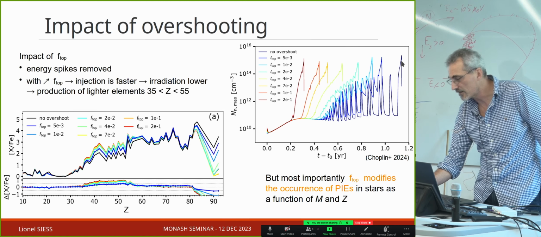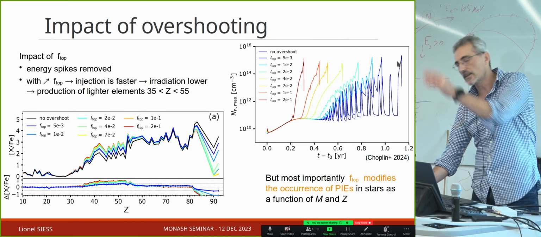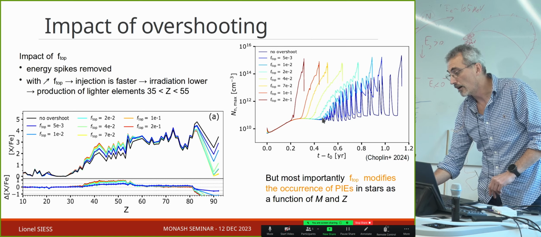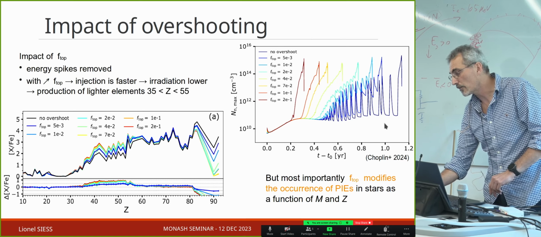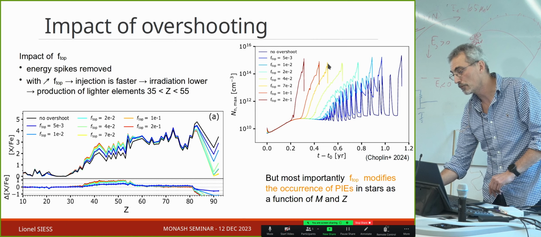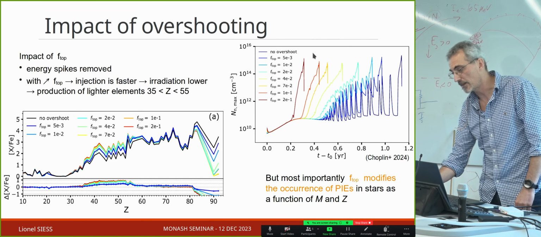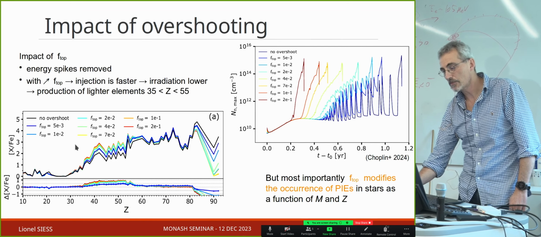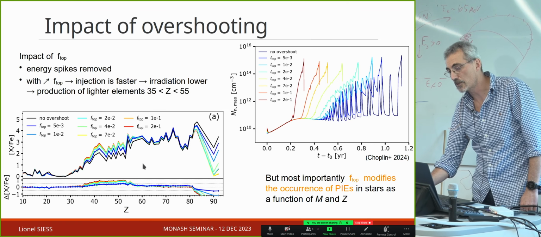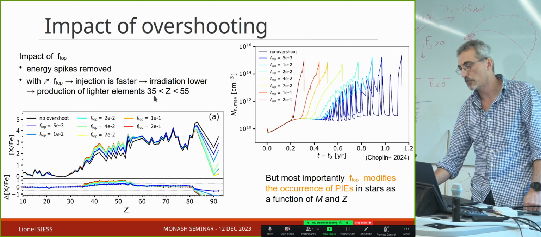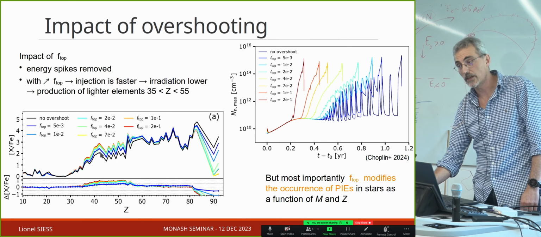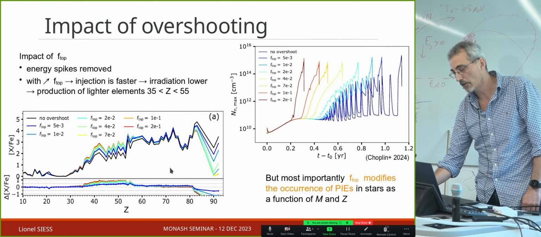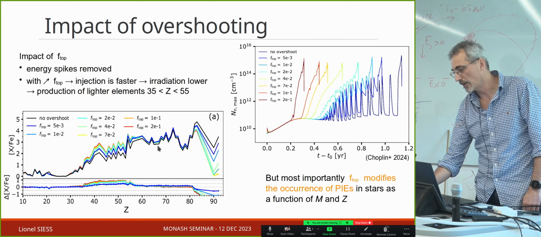But what we see is that if we don't have this extra mixing at the top of the pulse, we have this burst. And the entire event lasts much longer than if we increase that mixing. And that can have some impact on the nucleosynthesis. As you can see here, for instance, the elements between Z 35 and 55, the abundance is changed if you change the mixing parameter. Also the actinides, but I will come back to that later.